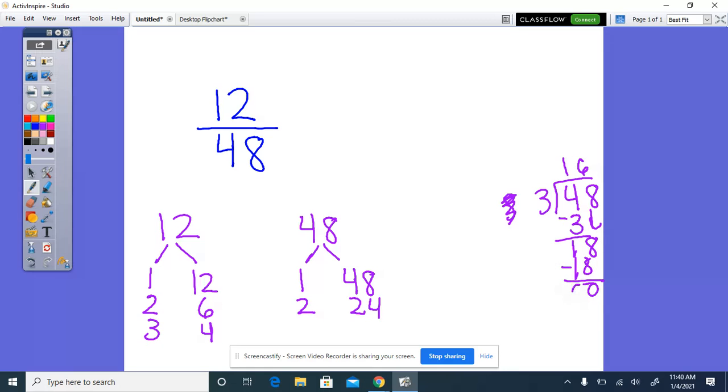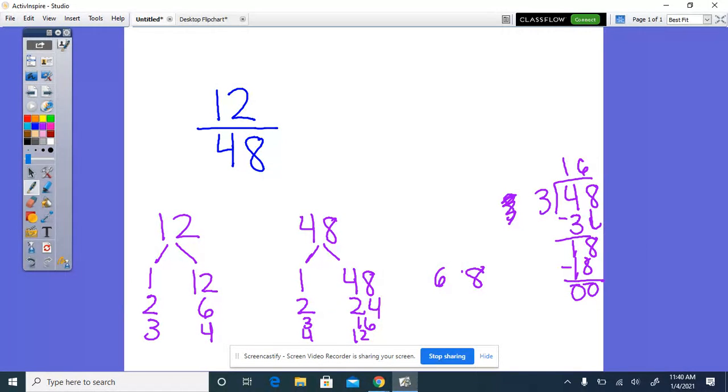So 3 does go into 48 16 times, and 4 times 12. Okay, 5 does not go in evenly. 6 goes into 48 8 times. 7 does not go in evenly. 8 goes in 6 times, but I already have my 8 listed, so I'm good. I just listed the 6 and the 8 to the side because I ran out of room.